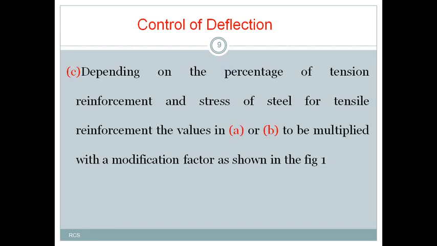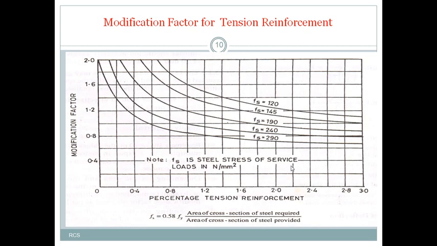Now the third criterion depends upon the percentage of tension reinforcement and the stress in steel. The values in criteria A and B are to be multiplied with a modification factor as shown in figure 1. That figure is a graph. After calculating the basic value, those basic values are to be multiplied with a modification factor.